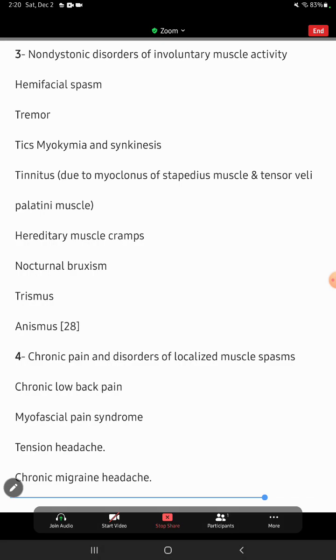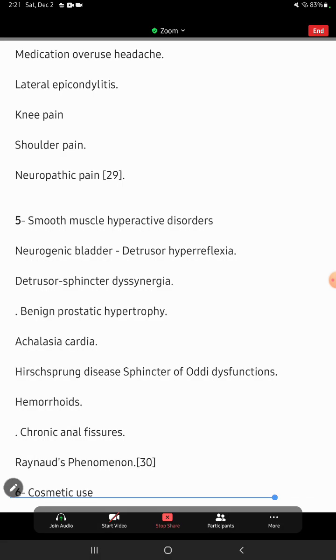Number third is non-dystonic disorders of involuntary muscle activities. Here are its uses. And fourth is chronic pain and disorders of localized muscle spasms. And fifth, smooth muscle hyperactive disorders.